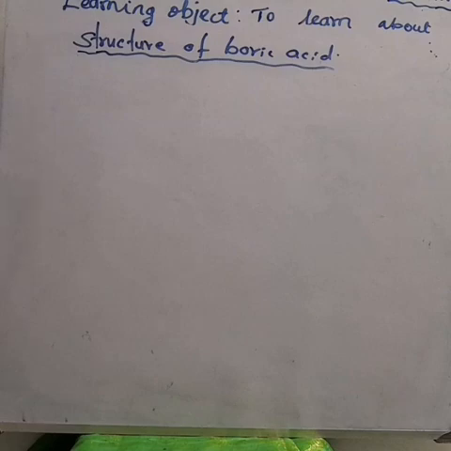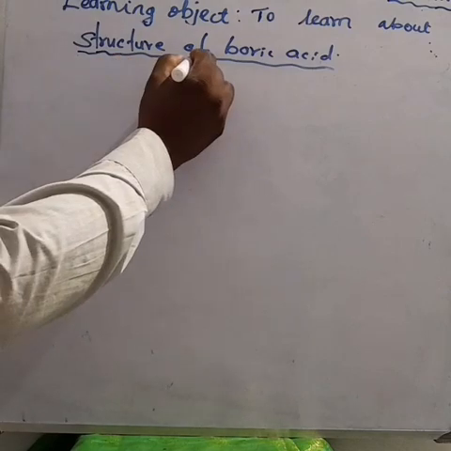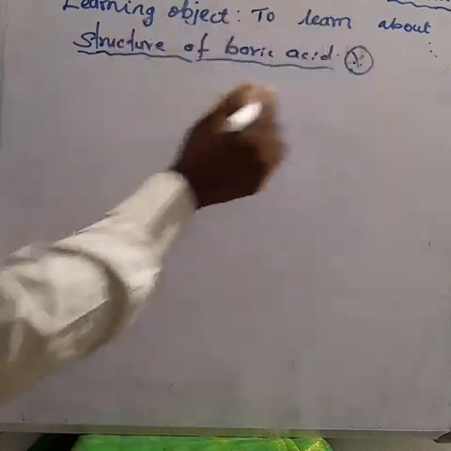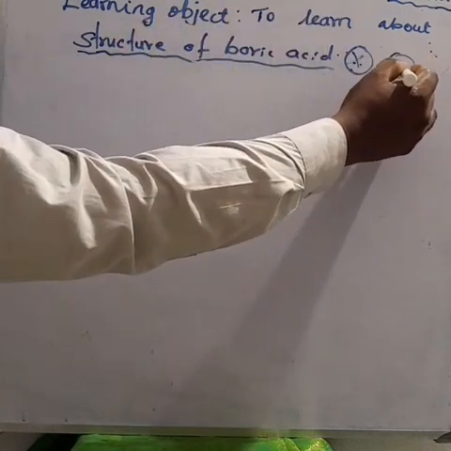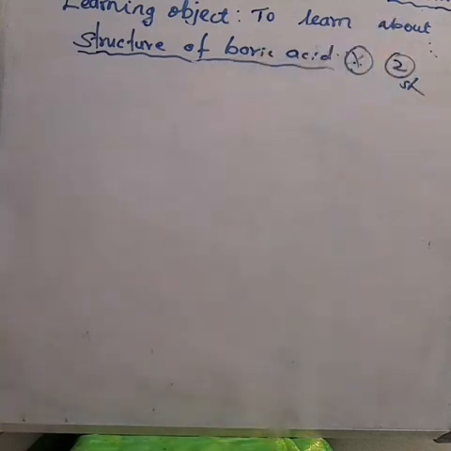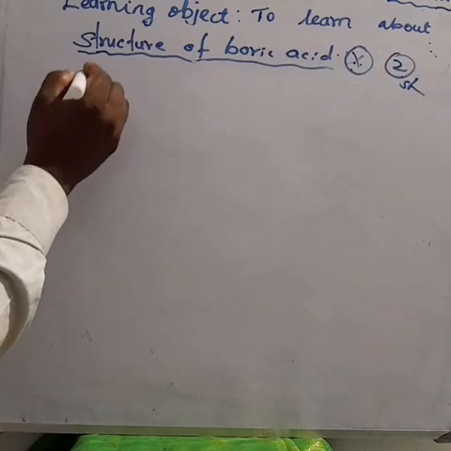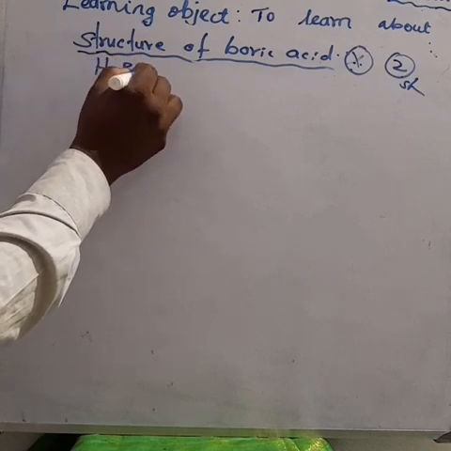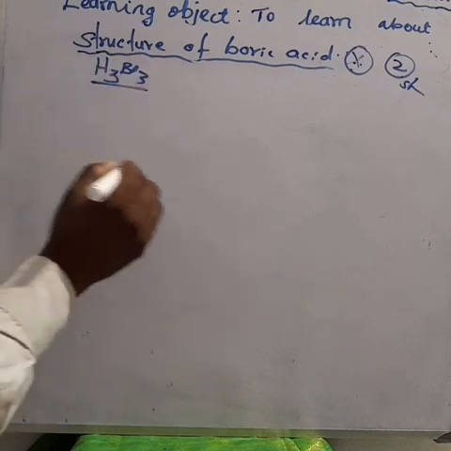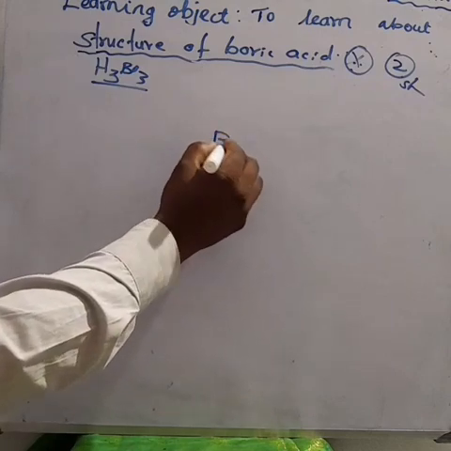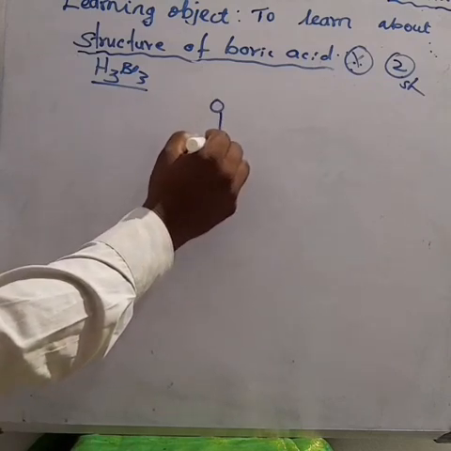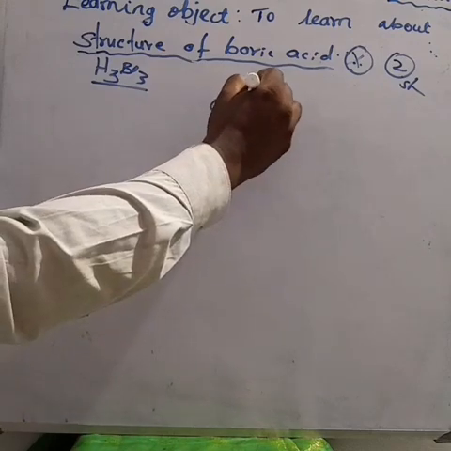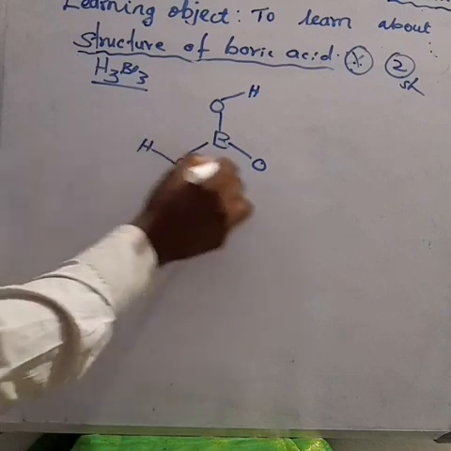Once again, we can draw the structure of boric acid because it's an important question. At least try to draw two structures. First, you have to understand the formula for boric acid: H3BO3. When drawing, first take boron in the center. The boron is surrounded by 3 oxygen atoms, and a hydrogen is attached to each oxygen atom. So we get H3BO3.